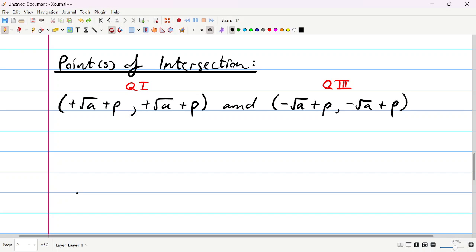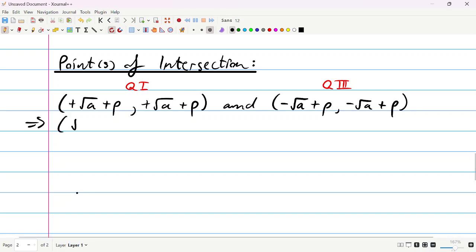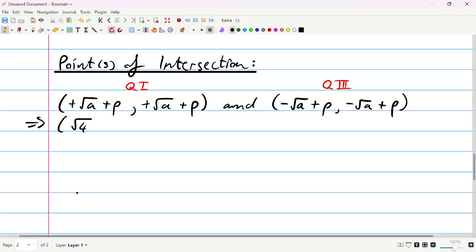For the point of intersection, all we're going to do is substitute what we know. So our coordinate is going to be positive square root of a, which is 4, plus p, which is 2. And then we're going to have the square root of 4 plus 4. Why did I say 2? It's going to be 4.